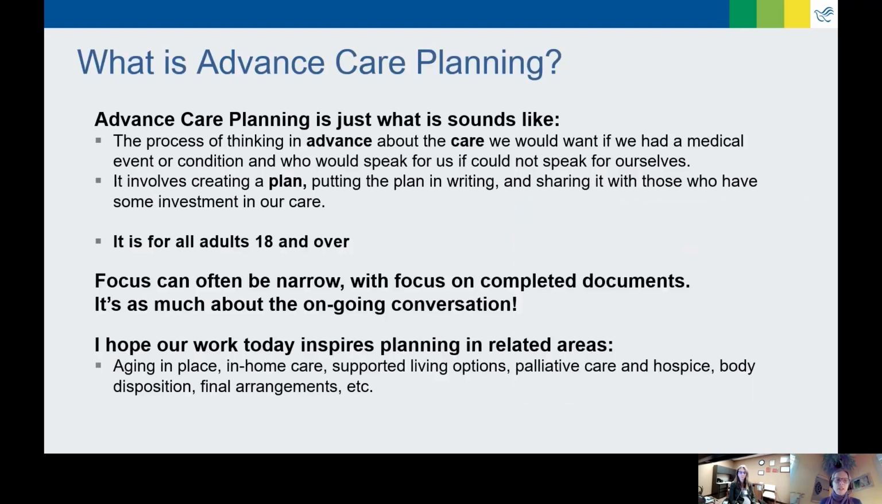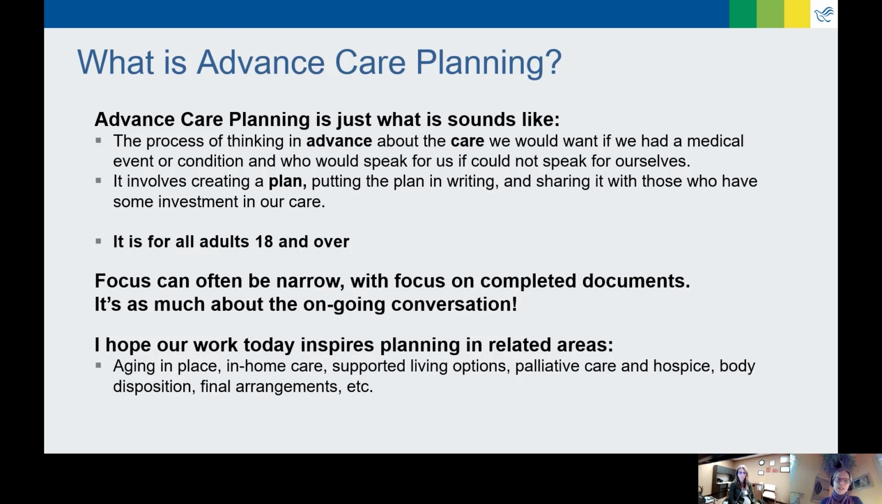So let's just talk briefly about what is advanced care planning. Advanced care planning is just what it sounds like. It's the process of thinking in advance about the kind of care we would or would not want if we had a medical event or condition and we were unable to speak for ourselves. It involves creating a plan, putting that plan in writing, and really sharing it with those who have an investment in our care. Advanced care planning and completion of advanced directives is really appropriate for all adults over the age of 18.